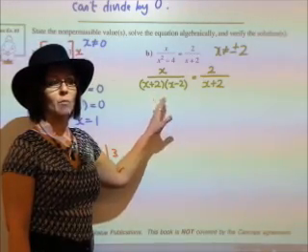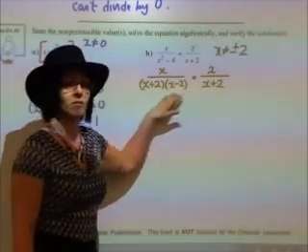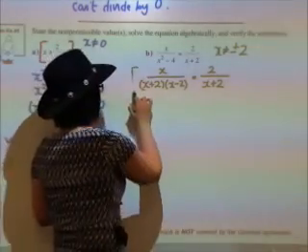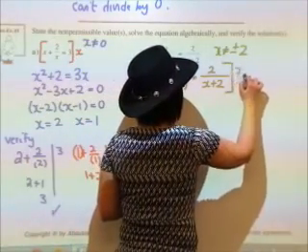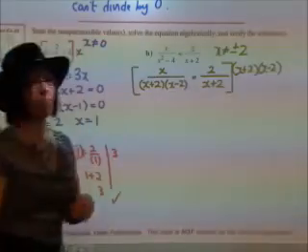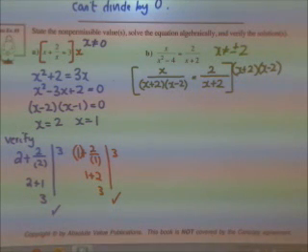What would be my common multiple? What would I multiply each term by in order to get a common denominator? X plus 2 and x minus 2. So take a look at that and explain to me why you'd want to multiply by this common multiple rather than cross multiplying.